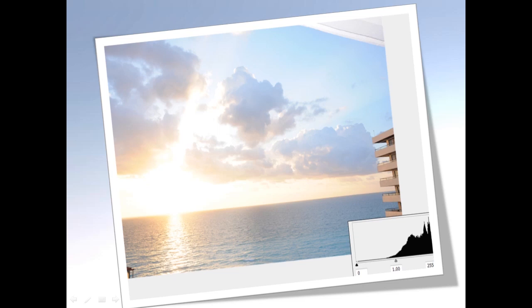Just remember, the histogram is only there to help you know at a glance if you're actually getting the kind of exposure you want. So there you have it.